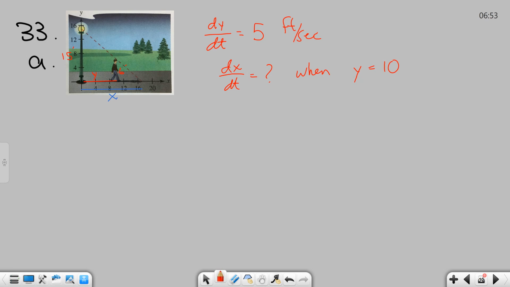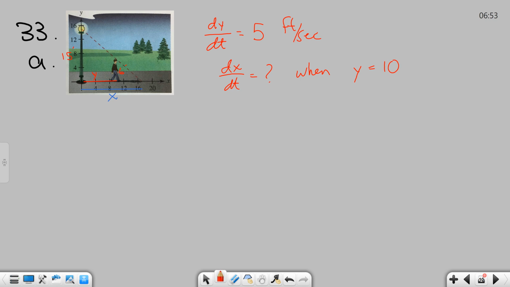We have a man walking away from a lamppost. That lamppost is 15 feet high. The man is 6 feet high. And we know that he's walking away from the lamppost at a rate of 5 feet per second.